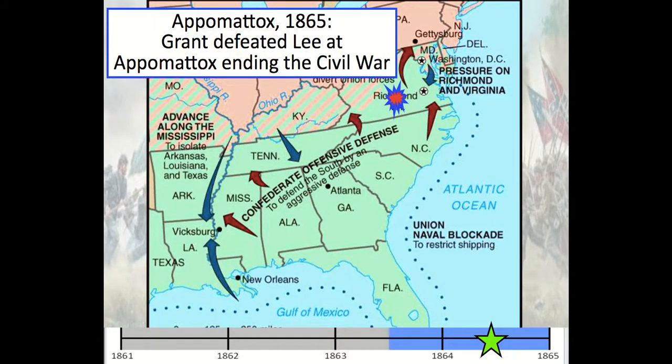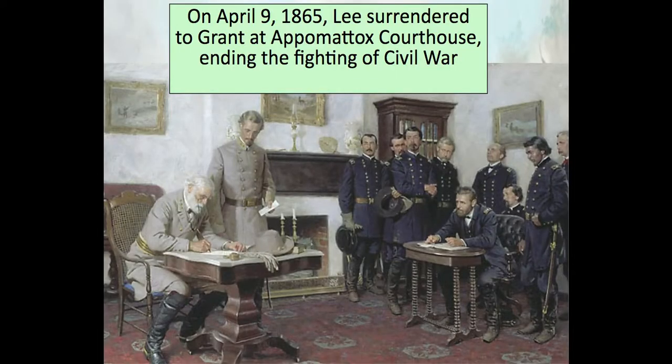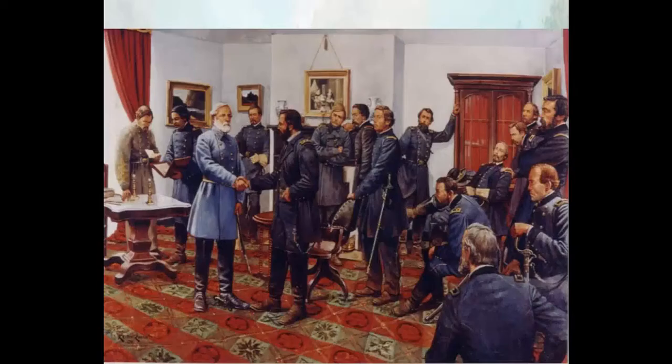So ultimately what's going to happen is Sherman's march to the sea through Atlanta and then eventually out into the coast. At Appomattox, Grant defeats Lee, and that's going to end the Civil War. So on April 9th, 1865, Lee surrenders to Grant at Appomattox Courthouse, and they end the fighting of the Civil War. This painting shows the two sides signing the treaty, well, not the treaty, but signing the surrender. Another one, everybody standing around shaking hands.